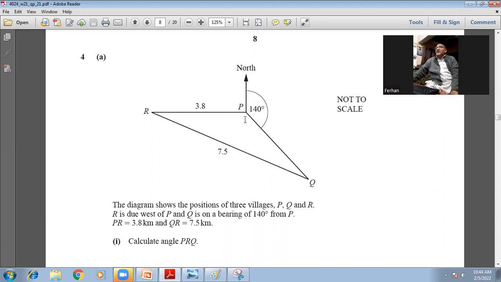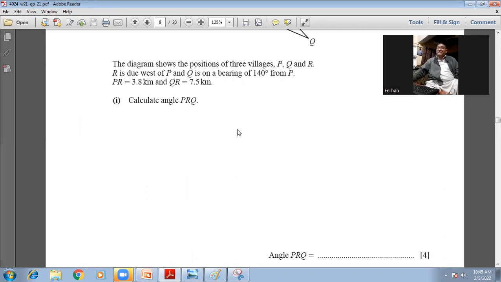If I know this angle, I can easily find out this angle. The diagram shows the position of the 3 villages P, Q, and R. R is due west of P, and Q is on a bearing of 140 degrees from P. PR is 3.8 kilometers, whereas QR is 7.5 kilometers. First of all, they say calculate the angle PRQ. I told you the strategy: because it is in the west, this angle with the north will be 90 here. So I know these two angles; from 360, subtract these two angles, you get this angle. Very easy.